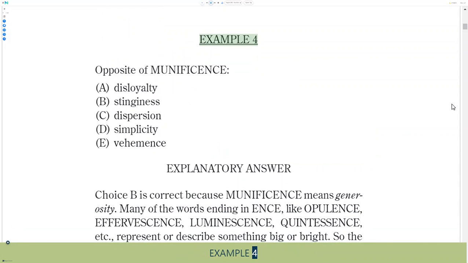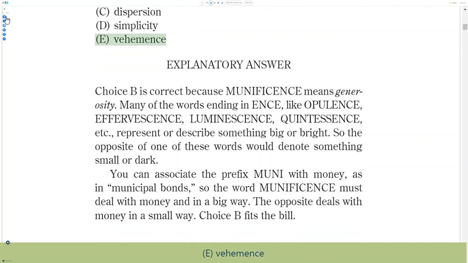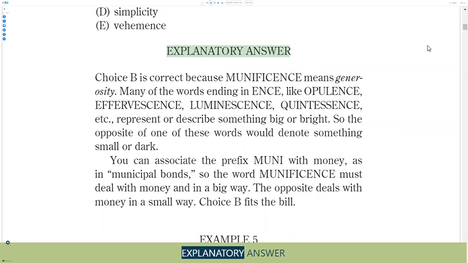Example 4. Opposite of munificence. A. Disloyalty. B. Stinginess. C. Dispersion. D. Simplicity. E. Vehemence. Explanatory answer.